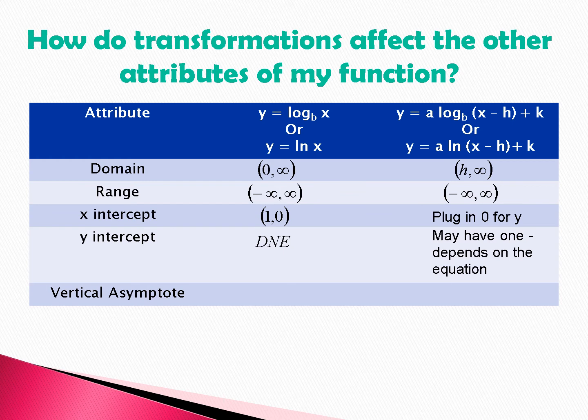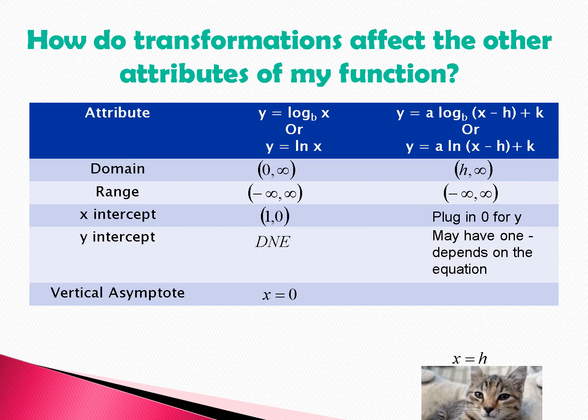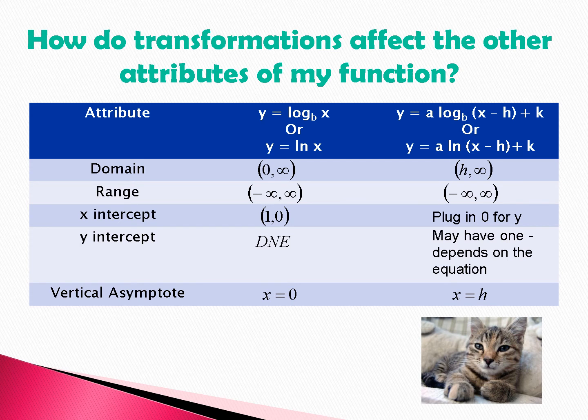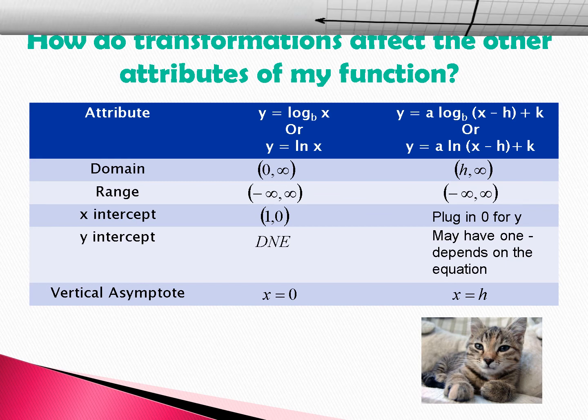And then this says your parent function has a vertical asymptote of x equals 0. Well, remember if you move left or right, that asymptote's going with you. So your vertical asymptote is x equals h. X equals h. All right, let's look at this and see how we do it.